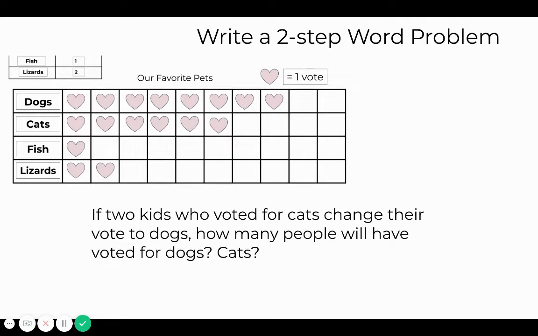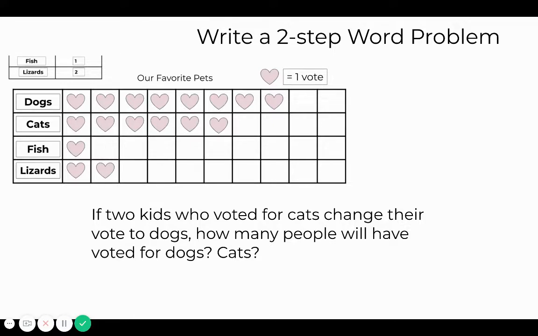If two kids who voted for cats change their vote to dogs, how many people will have voted for dogs? For cats? This two-step word problem has to do with students changing votes. If you're having a hard time coming up with a two-step word problem, I recommend this one because it's pretty simple to write. Pick a category that you want people to change their votes from and pick a number of votes that you'd like to see changed.